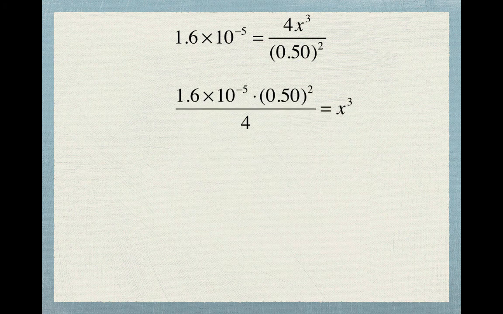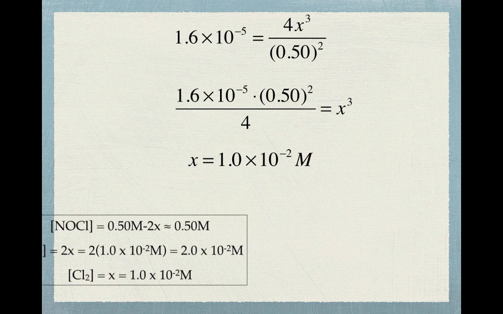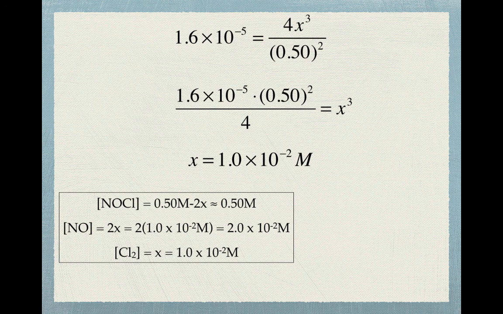So I get 1.6 times 10 to the minus 5 times 0.5 squared divided by 4. I just collected my terms there and got the x by itself, so I have x cubed. I take the cube root of that value and I get an x of 1.0 times 10 to the minus 2. So using that value for x, we've already assumed that 0.5 minus 2x is about 0.5, but if we plugged in the value for x, I think we would find it's 0.48. For NO, our 2x is going to equal 0.02, or 2 times 10 to the minus 2. And for Cl2, that's equal to x, so that's going to be equal to 1 times 10 to the minus 2.